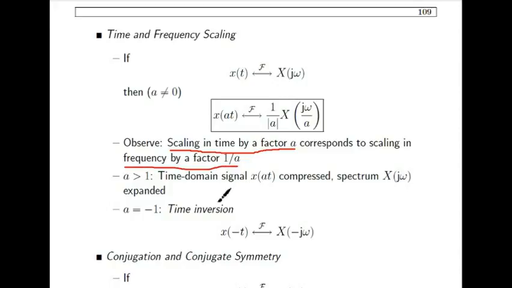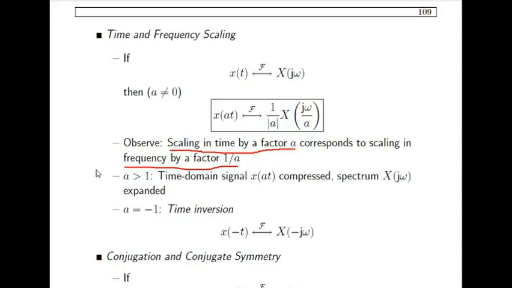If a is greater than 0, then the time domain signal x(at) will be compressed and the spectrum will be expanded. If a equals −1, then it is called the time inversion property, and here x(−t) will be equal to X(−jω).